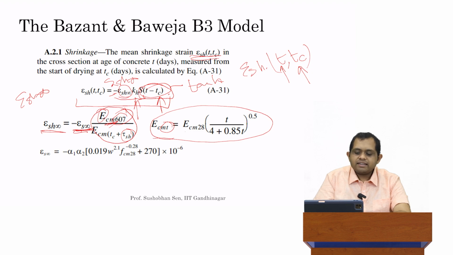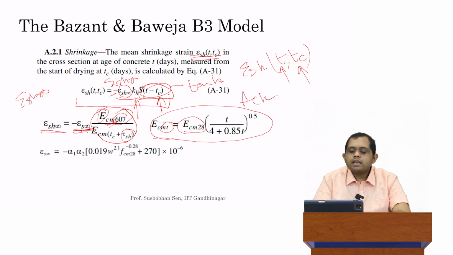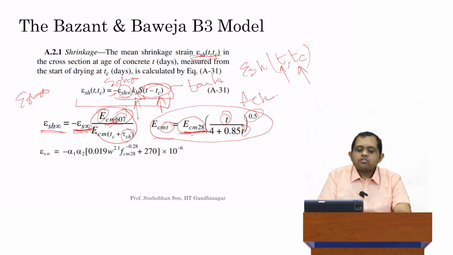So ECM(t) is ECM28, the 28-day elastic modulus, which is generally something we measure for concrete, or at least we estimate from, say, fck. This is multiplied by t divided by 4 plus 0.85 t, all under a square root. Don't forget the square root. So there's this t in the numerator, t in the denominator, and there's a square root. Fairly non-linear function. What this says is that the elastic modulus is a non-linear function of time, which depends on the elastic modulus at 28 days. So epsilon SH infinity, which is what we're interested in, is equal to some negative epsilon S infinity into this correction factor, which we can calculate.